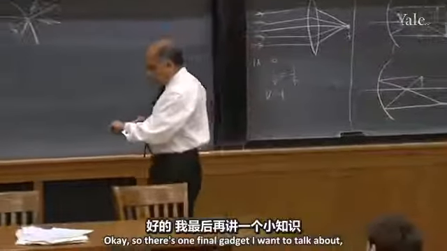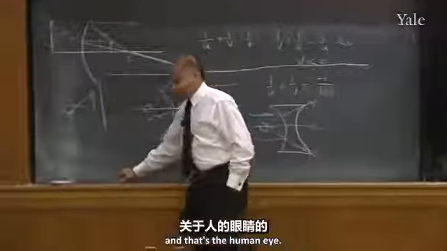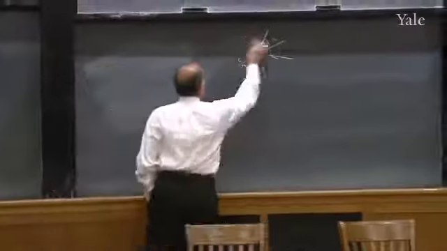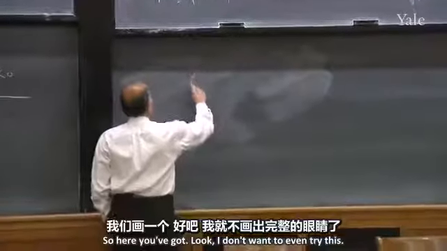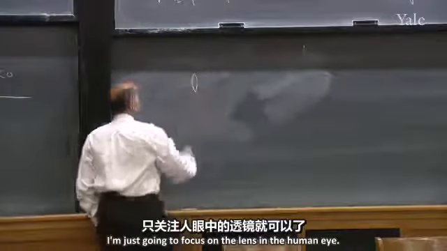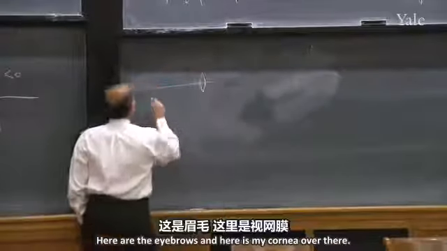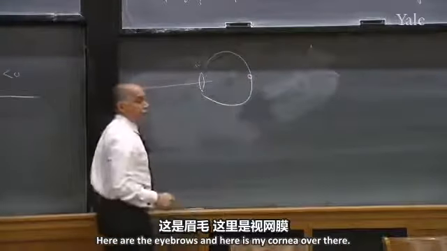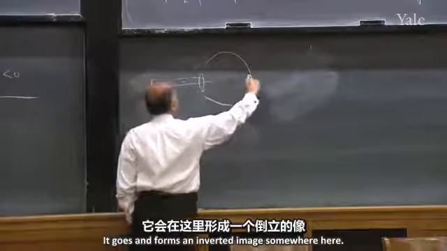Okay, so there's one final gadget I want to talk about, and that's the human eye. The human eye is pretty impressive when you consider the following situation. I don't want to even try the whole thing; I'm just going to focus on the lens in the human eye. Here are the eyebrows, and here the cornea is over there. You put some object here, it goes and forms an inverted image somewhere here.